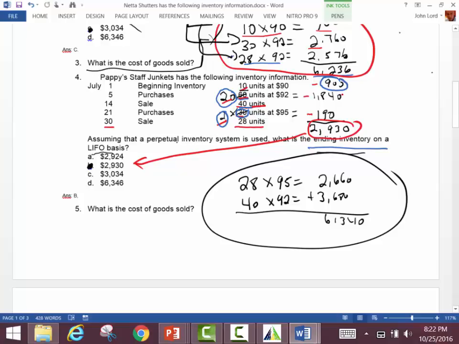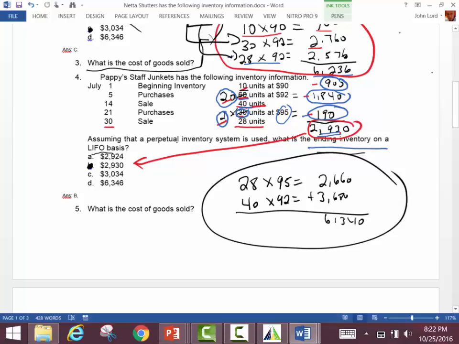There's 20 of those 92 ones left, because after that purchase of 60, the only cost in there was that 40. When they sold them, they had to grab those 40, so there's 20 of those left. And then they bought those 30 more, and when they sold 28, they assumed they sold all but 2 of those, right? And so we do the extension there, and we get this 190. You add that up, and that's the ending inventory.